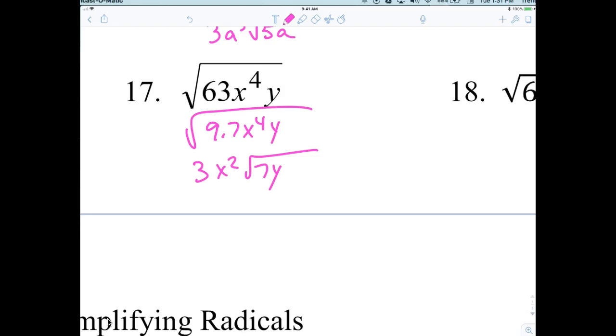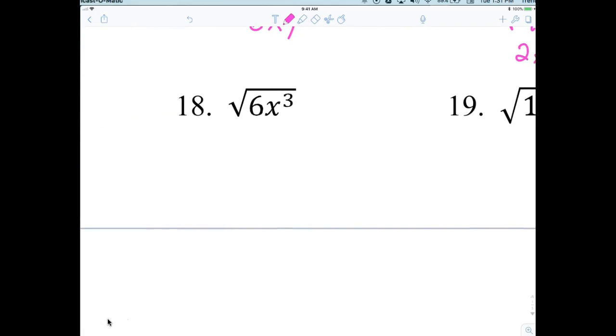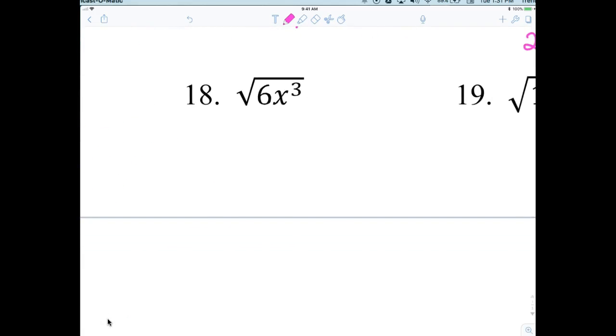All right, let's check out 18. Can 6 be broken down? Very good. No. 6 is 2 times 3. Which one of those is a perfect square? Neither one. So can 6 be broken down? No, it does not. So here we would say the final answer is x radical 6x. Easy, I told you.